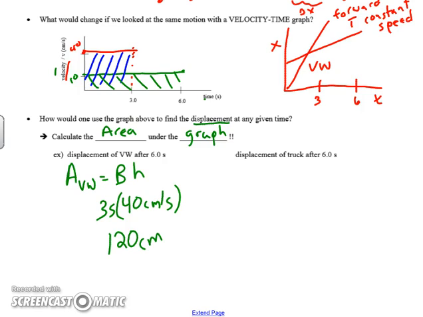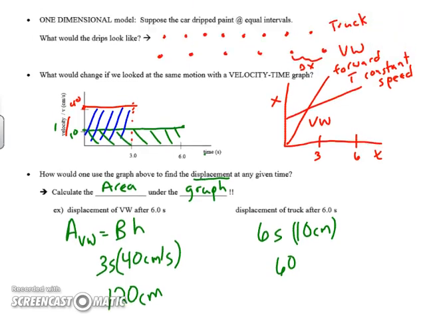If I look at the truck after 6 seconds, again, my base is longer, it took more time to get somewhere. It was only going 10 centimeters per second. So 6 times 10 is 60, and that's not right. I must have done my slope wrong. You guys catch that?